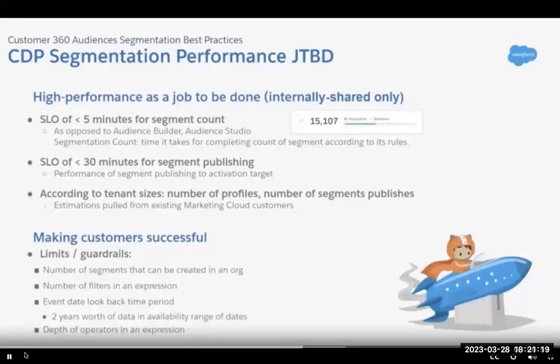And then to help make sure that our customers are successful with the product, product has placed a lot of limits and guardrails in the UI. So some examples of this are number of segments that can be created, a number of filters and expressions. And this is really all done to protect the customer, protect their instance, and ensure that high performance.